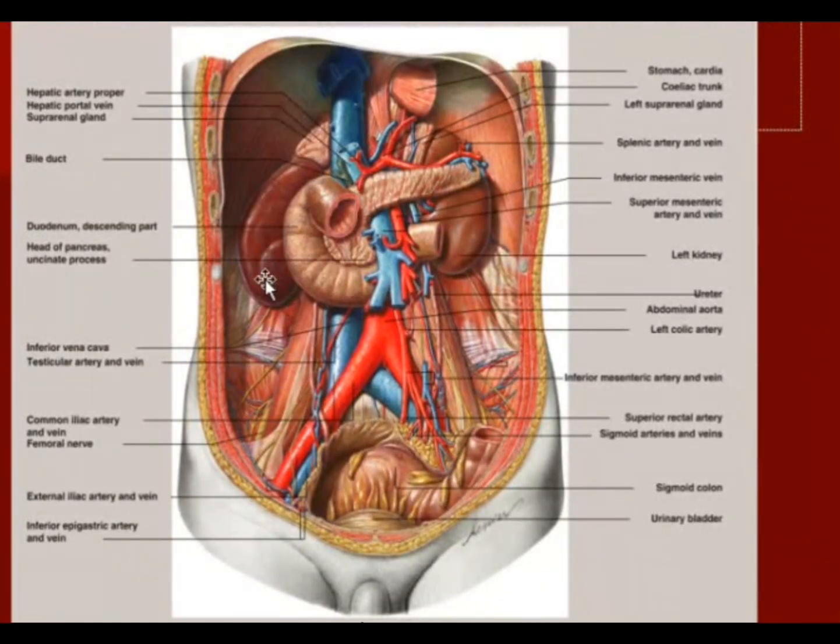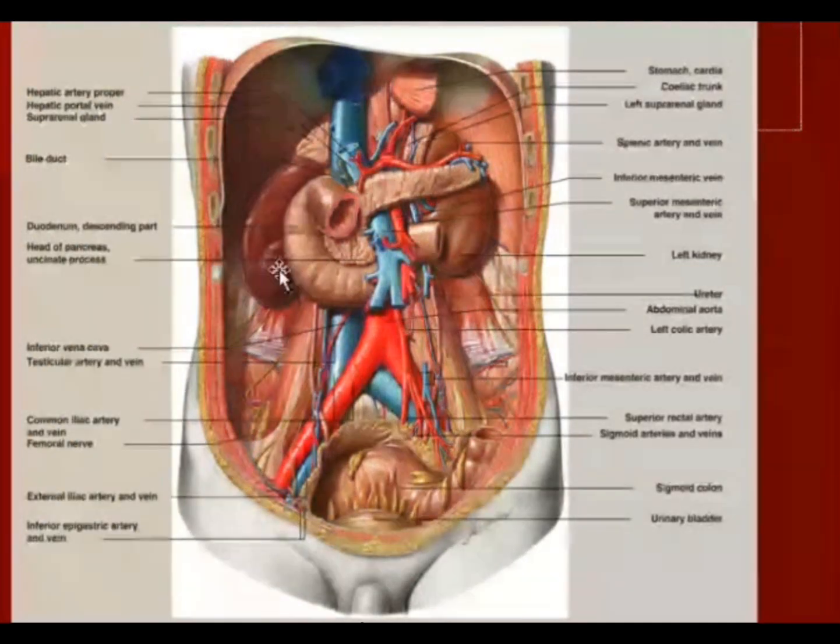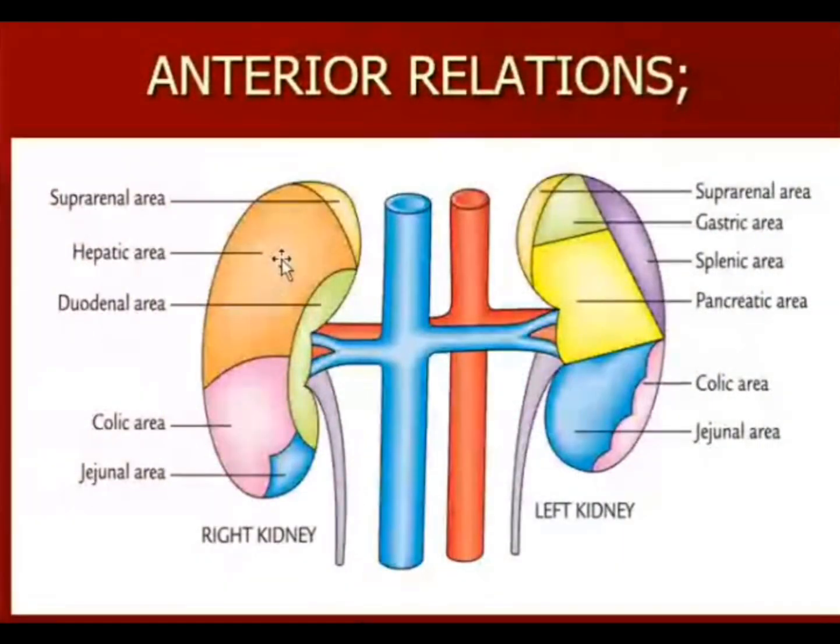Inferior here will have the right colic flexure. The right colic flexure is when the ascending colon is bending to form the transverse. It lies anterior to the right kidney. And this is the right kidney.